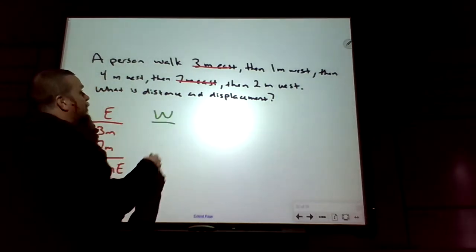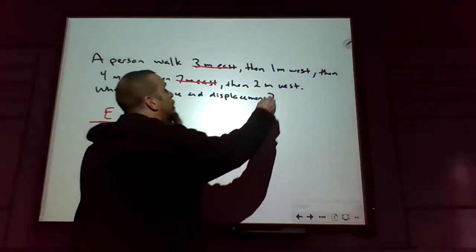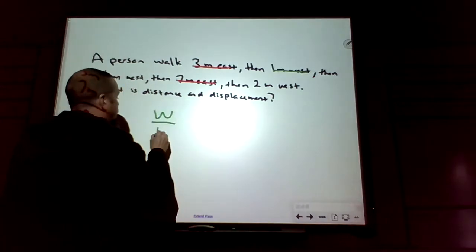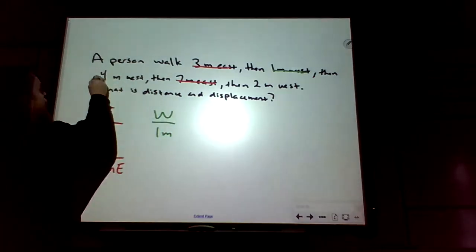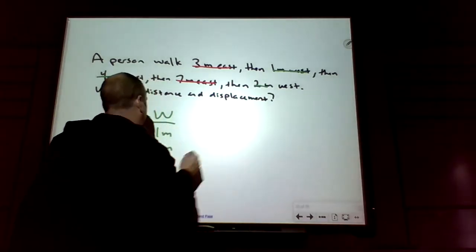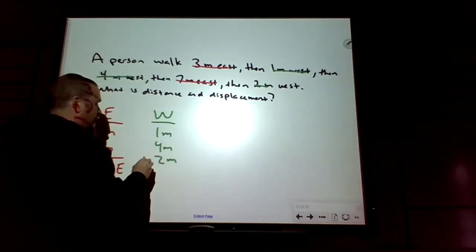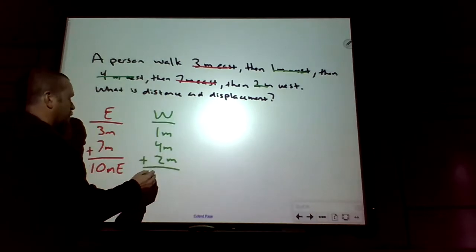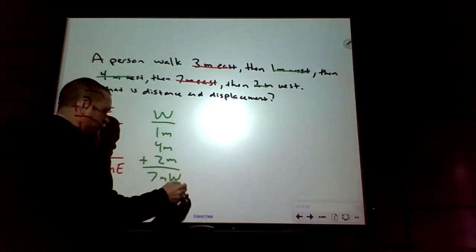Now we do the same thing with all the western components. We have a 1 meter west. We have a 4 meter west. And then we have a 2 meter west. And again, we're going to add all those together. That is a total of 7 meters west.